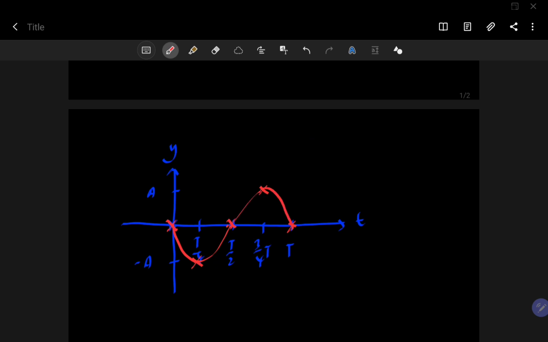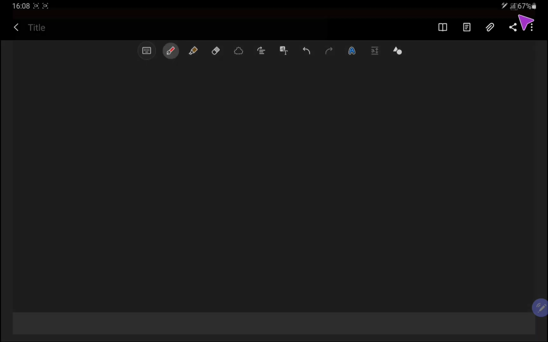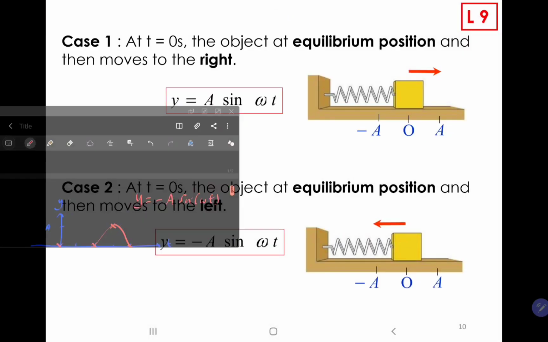From this, we know that the graph is purely sine but negative, isn't it? So y equals negative a sine omega t. The equation is purely sine but negative. Okay, for the third example, where is it?